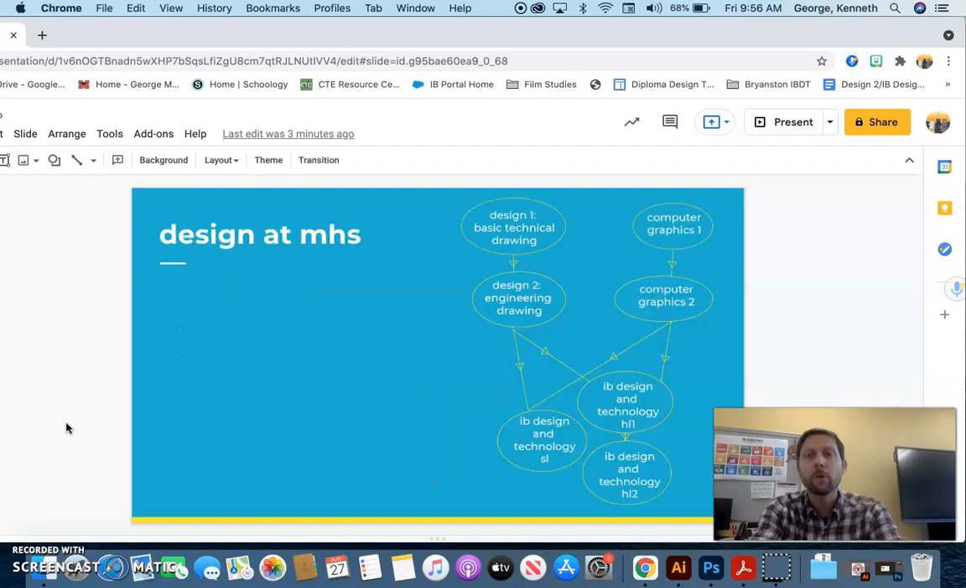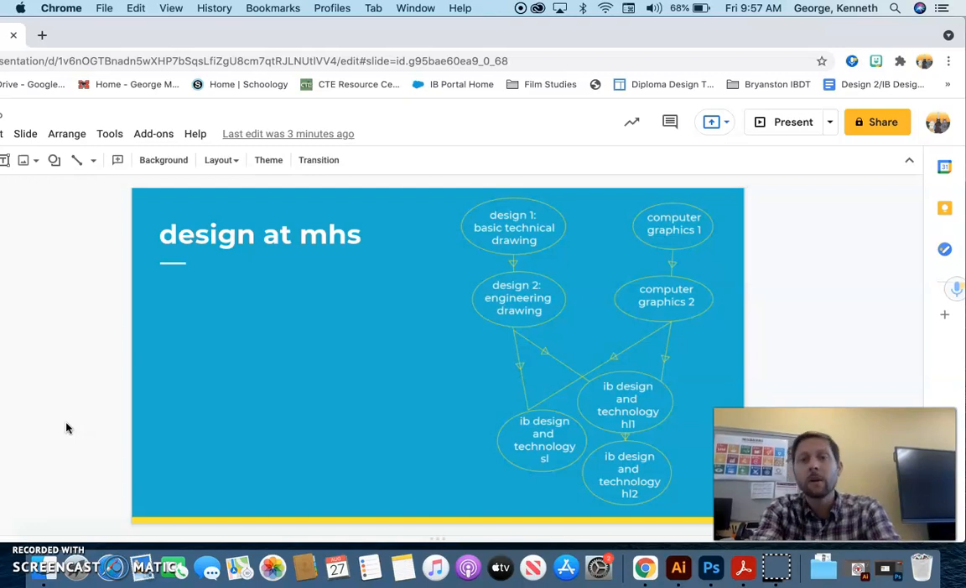So let's real quickly look at a brief overview of what design at Meridian High School could look like. This year I will be teaching the classes on the left and at the bottom: Design 1, Basic Technical Drawing, Design 2, Engineering Drawing, and then IB Design and Technology Standard Level, Higher Level 1, and Higher Level 2. If a student were to enter design, which is part of the Career and Technical Education program here at Meridian High School, they would probably enter through Design 1 or Computer Graphics 1, and they could take it for up to 4 years.